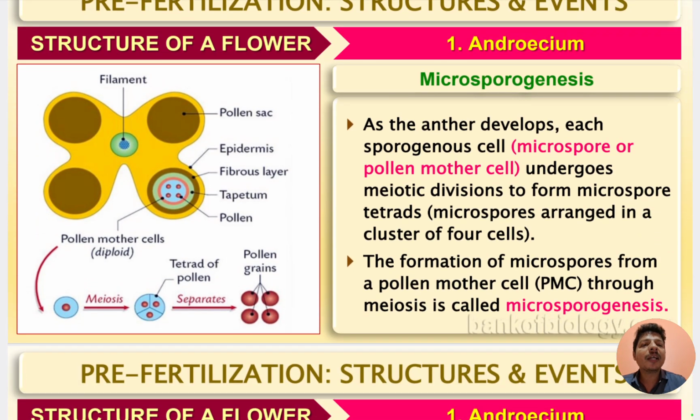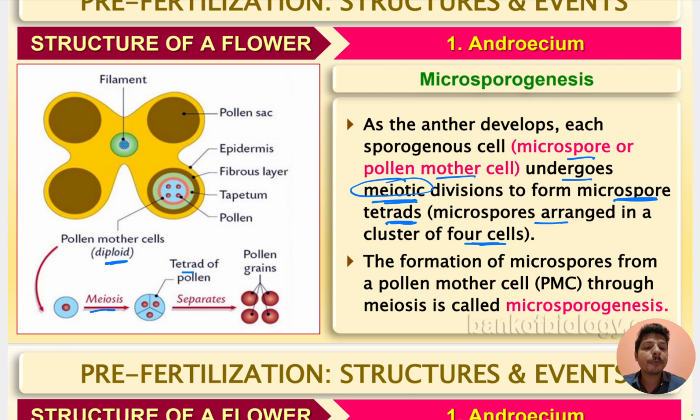Next topic, microsporogenesis. As the anther develops, each sporogenous cell, or pollen mother cell, undergoes meiotic division to form a microspore tetrad. Here you can see the pollen mother cell, which is diploid, and in meiosis it separates into a tetrad. Microspores are arranged in a cluster of 4 cells.